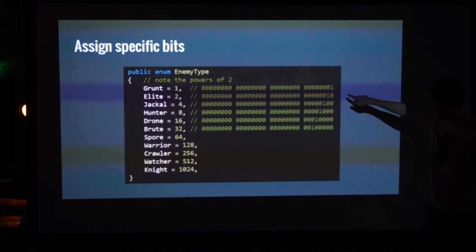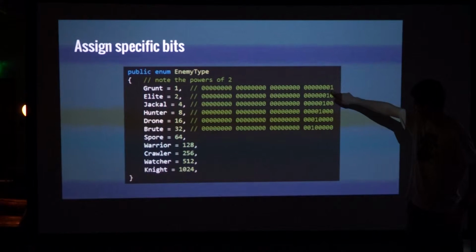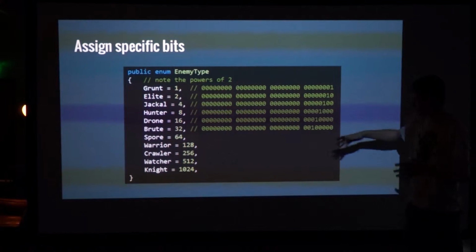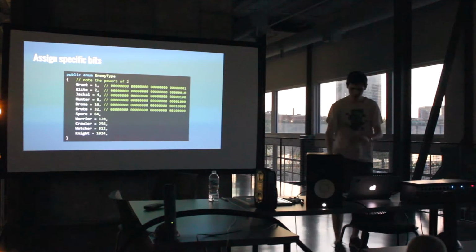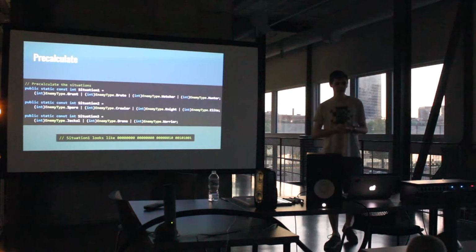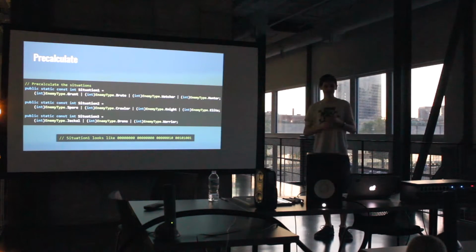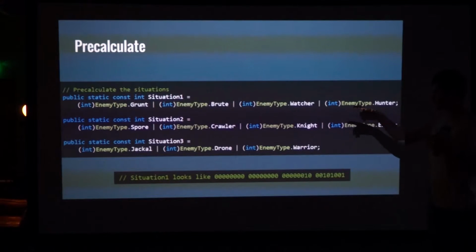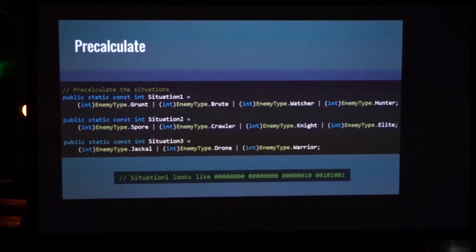The cool thing about this, you see this pattern here, though. A 1 goes in a unique spot for each of these. So I'm going to show you this here. What this allows you to do is pre-calculate different scenarios or different logical situations. So we're going to define situation number 1, which is a grunt, a brute, a watcher, or a hunter, like what we saw on a couple slides ago. We're going to pre-calculate that logical scenario. Going to pre-calculate it for situation 2 and situation 3.